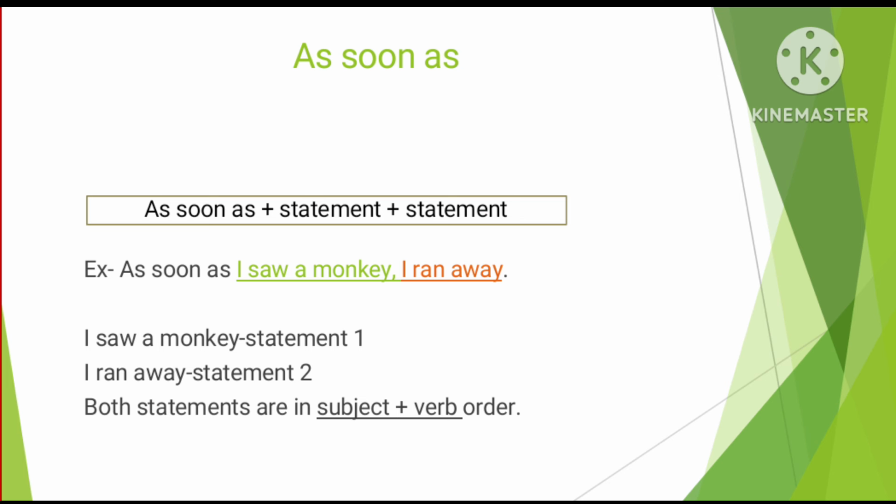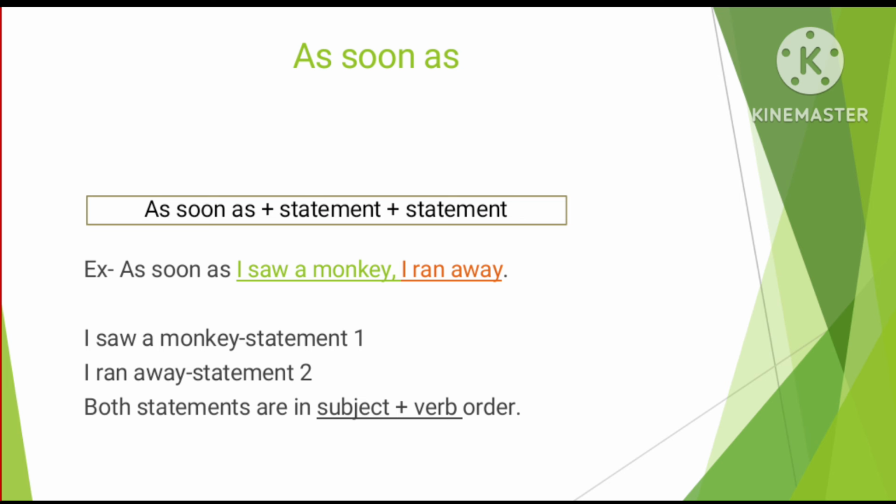Actually, as soon as is used in the following way: as soon as plus statement plus statement. Here, statement means subject plus verb combination. Look at the given example. As soon as I saw a monkey, I ran away. Here, I saw a monkey is the first statement and I ran away is the second statement.